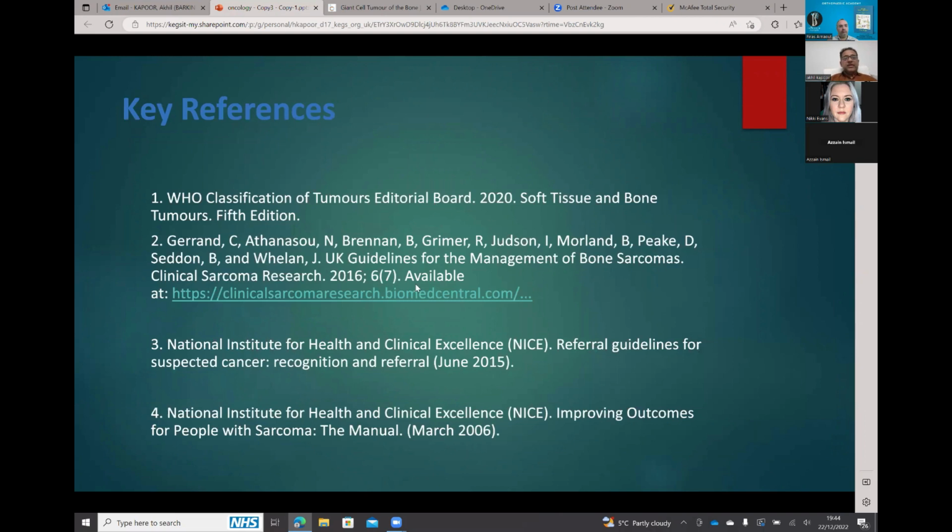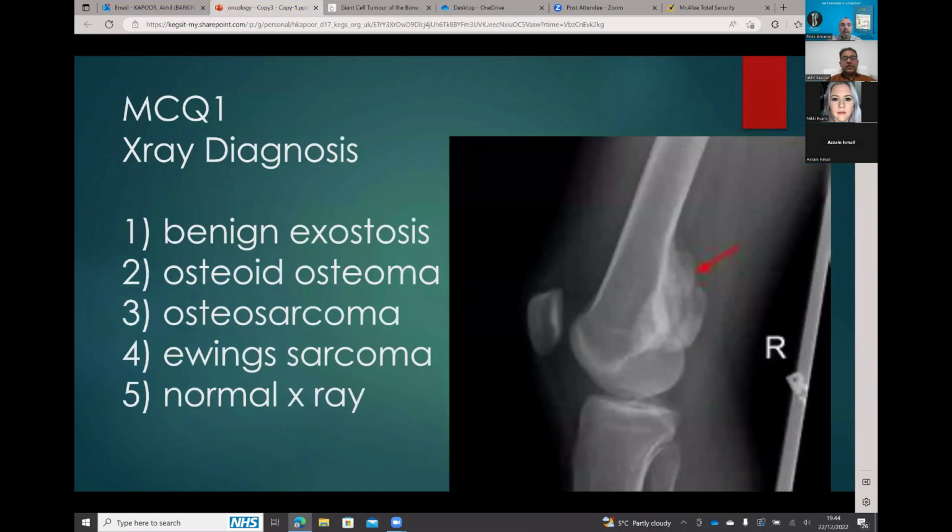These are some of the key references. If you wish to study more into this and go into the depths of this topic, you can make a note of them and do a bit of reading. NICE guidelines are always very helpful. So that concludes my presentation in terms of what I had to say. I kept it brief and hopefully you enjoyed that.